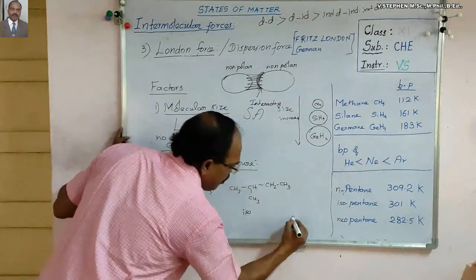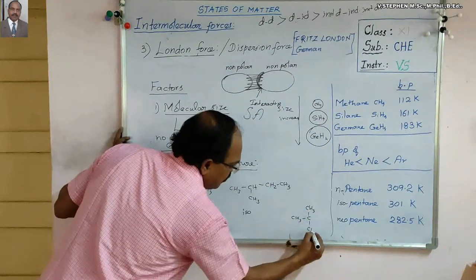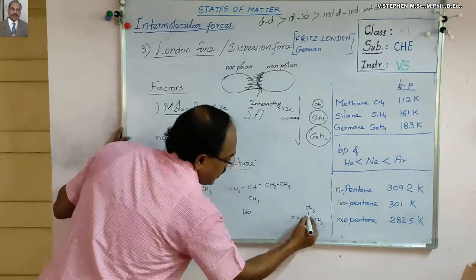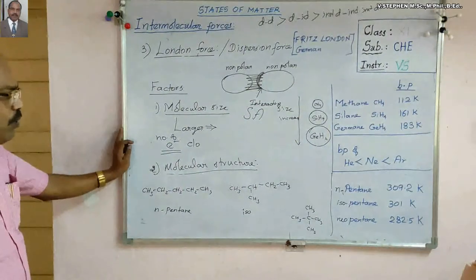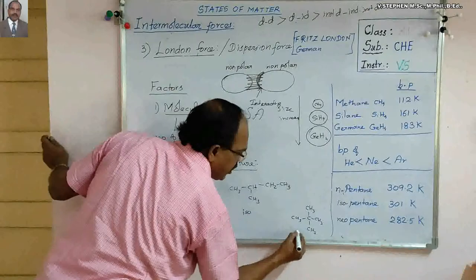And what is neo? Neo means the second last atom will have two methyl groups, and CH3. This is neopentane. Now, what is happening here? Neopentane is small, with a very low boiling point.